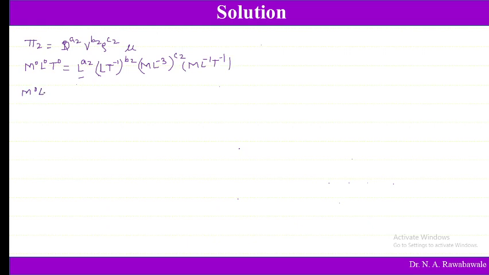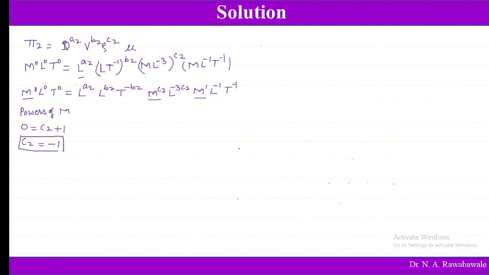Then m to the power of 0, L to the power of 0, t to the power of 0 is equal to L to the power of a2, L to the power of b2, t to the power of minus b2, m to the power of c2, L to the power of minus 3c2, m to the power of 1, L to the power of minus 1, t to the power of minus 1. So now collecting powers of m, on the left hand side it is 0, on the right hand side it is c2 plus 1. So c2 is equal to minus 1. We got c2 as minus 1.